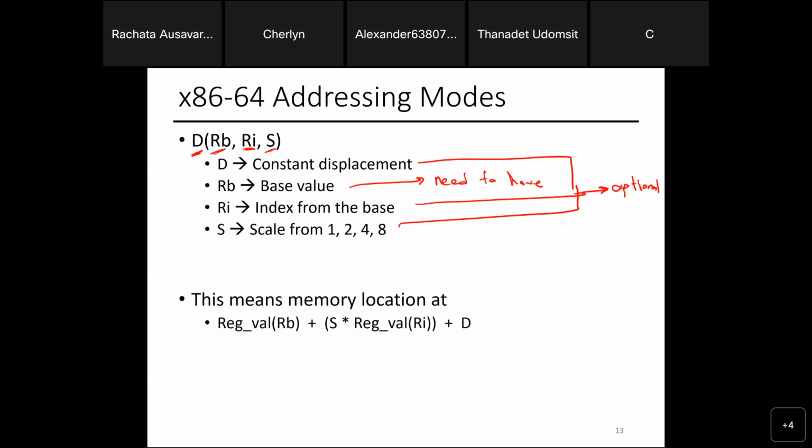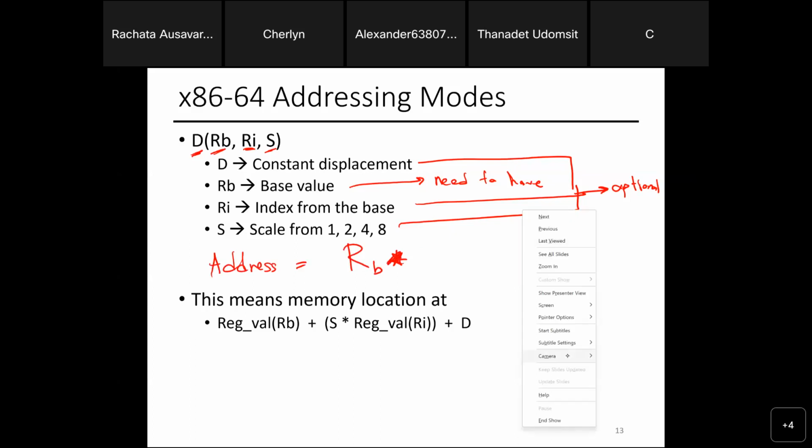Down there is a little bit cryptic. So this is what I would do. Your address is going to equal, you start with RB, you multiply by, oh, my bad, sorry. Eraser.